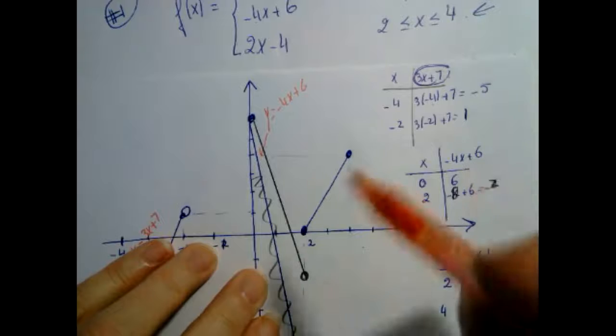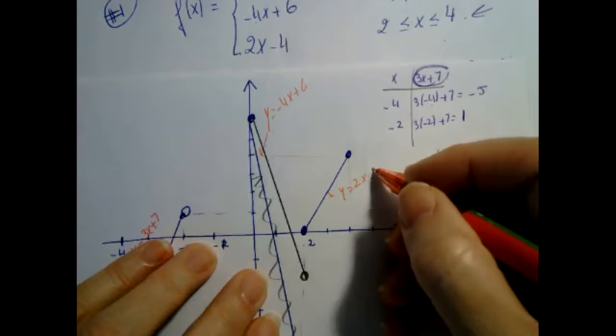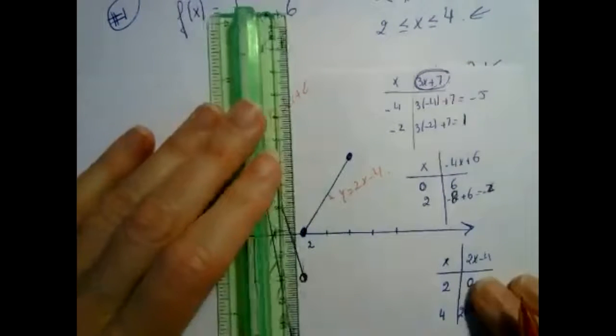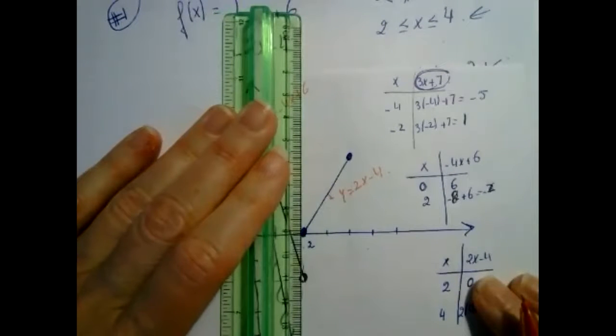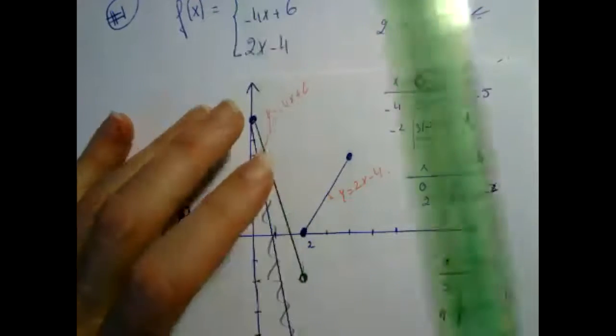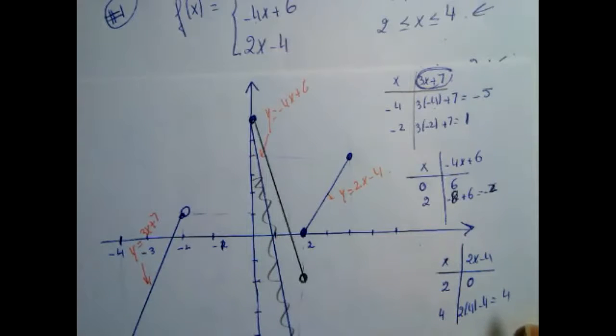And this is my y, which is 2x minus 4. Now we have to be very careful. The lines are not on top of each other. So they're definitely separated. And that's my graph, just those 3 pieces.